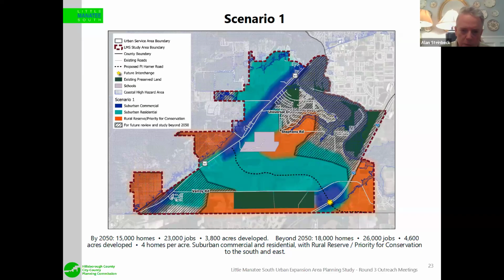And this would include, at those blue areas, which are the commercial areas, a mixture of goods and services and probably some office and other non-retail type of development occurring in those places. And the suburban residential in the middle would represent a fairly large footprint of development, with the largest amount of area developed of the scenarios at 3,800 acres, accommodating 15,000 homes in the future and 23,000 jobs.